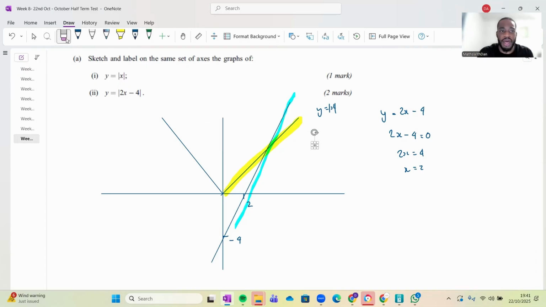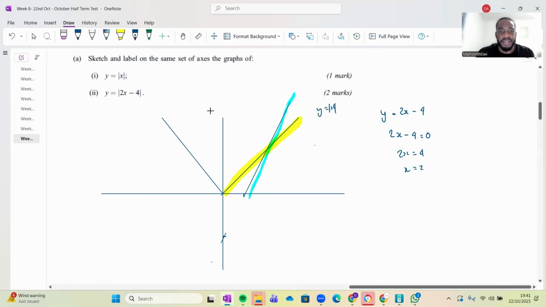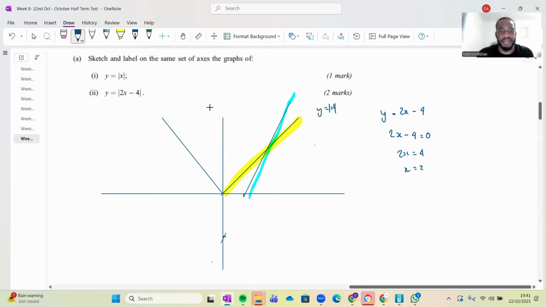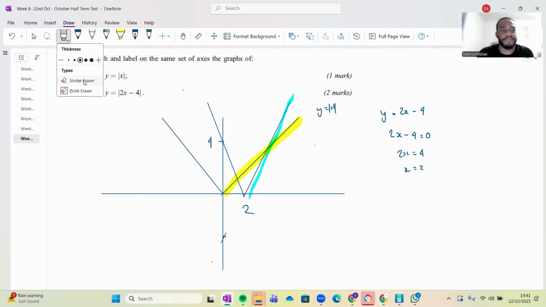But remember, we don't want that. We want the modulus, don't we? So again, let's rub out the bottom part and then just reflect it. I need the point one. So that's going to go like that, and then I'm just going to flip that up. So it's like that, basically. Whoops, I need a pen, not a highlighter. Sorry. So it's going to be pretty much like that. That was a 2 over there, that was a 4, and this is the graph of y equals the modulus of 2x minus 4, like that.